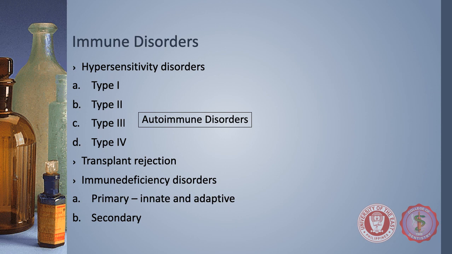You have been given a short review of the immune system and its components. The knowledge of this is very important in understanding what will be discussed next: immune disorders. Disorders of the immune system can be classified into hypersensitivity disorders and immune deficiency disorders.